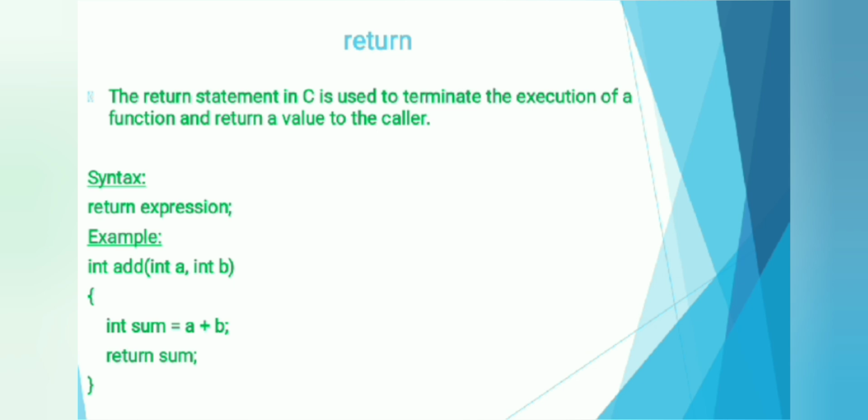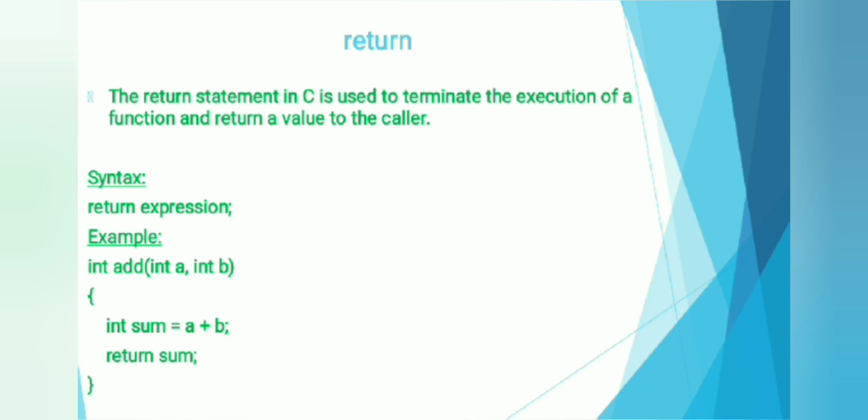Next we are going to see the return statement. The return statement in C is used to terminate the execution of a function and return a value to the caller. Generally we use the return statement in the called function. It will return the expression to the caller function. Here what is the keyword you are using? return is the keyword. After that you mention the expression, and at the end you give the semicolon.